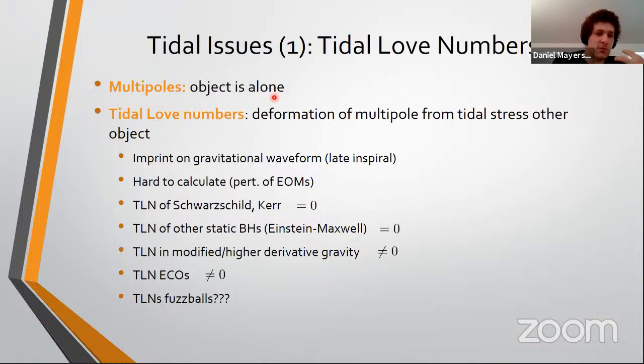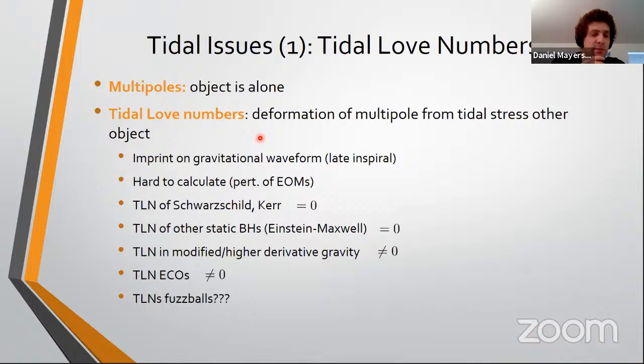So this is where you're only looking at one object, whereas tidal Love numbers tell you how this object deforms when something else is pulling and pushing on it, right? If you have some object and you pull and push on it with tidal stresses from another object, then you might expect the object to deform, and so also the multipoles to deform. And so tidal Love numbers, I like to think of them as a rate of change, a rate of deformation of these multipoles due to tidal stress of some other object. Again, like I said, these have some effect on the gravitational wave.